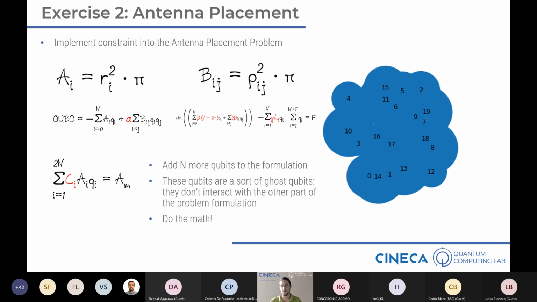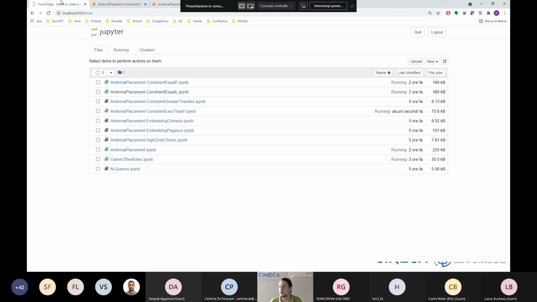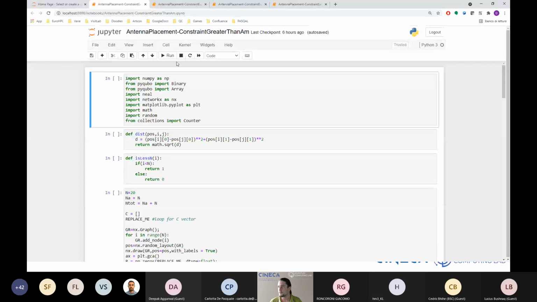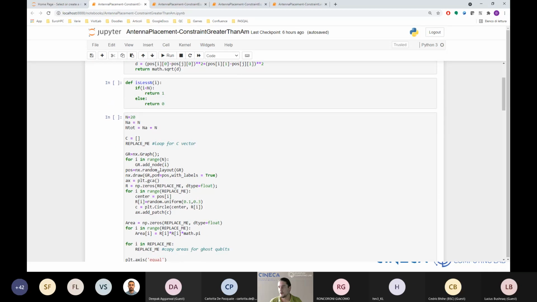So let's try to implement this one. For this one, it's a little bit more difficult, but it has the same philosophy as the last one. This is the constraint greater than AM. Okay. So what do we have to do? First of all, we have to create the C vector. Okay, let's do this together.